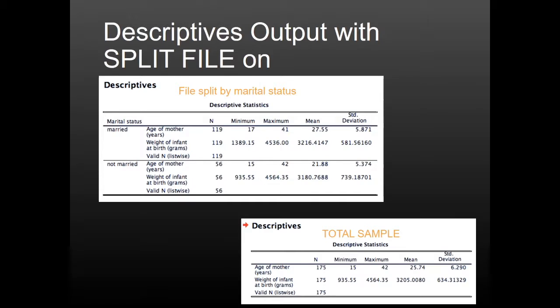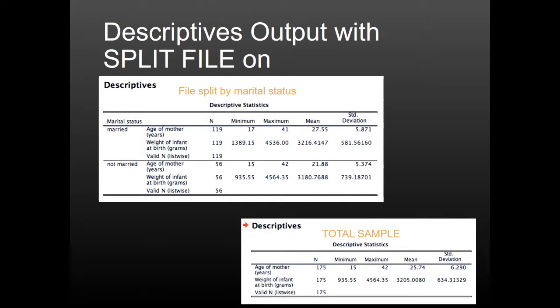Similarly to how we looked at the total sample versus the selected cases, I have another slide that shows us the way the descriptives look for the split file compared to the total sample. So on the top, there are two rows now with descriptive statistics instead of just one. Our rows now are married, with the variables we were interested in, the age of the mother and the weight of the infant at birth, as well as not married, with the age of the mother and the weight of the infant at birth.